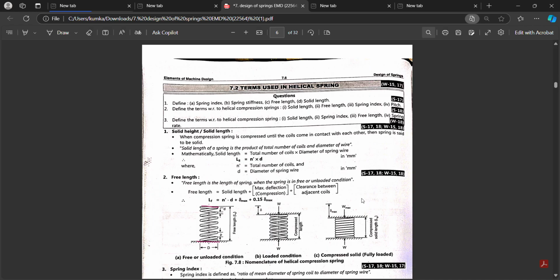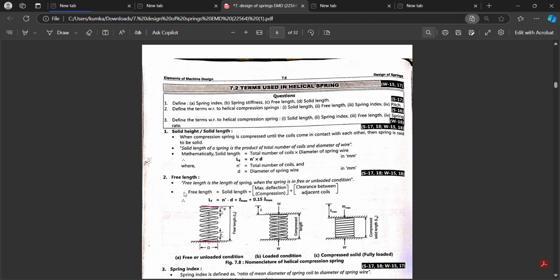Let's take the first terminology, the solid length. What is solid length? If the spring is compressed with the maximum capacity load, all the coils of the spring are compressed, meaning no space in between the wires, then it is called the compressed spring. For the compressed spring, we can calculate the solid length, which is N dash plus d into d. N dash means the number of turns in the wire and d is the diameter of the spring wire.